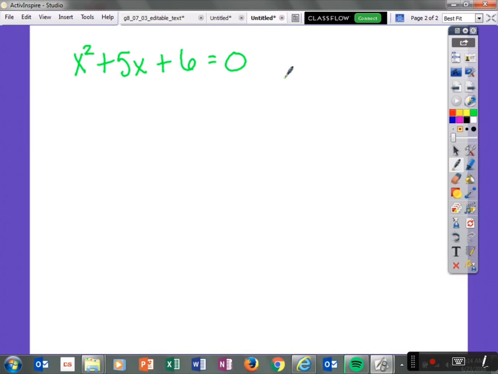X squared plus 5x plus 6 equals 0. If I'm solving this by factoring, that means I'm going to have to factor it. In order to factor one of these, we look at the last number, which is 6, and we have to find factors of 6 that add to equal 5. It'll factor into 2 parentheses. What are my factors of 6 that add to equal 5? 3 and 2. So those have to be the numbers at the end.